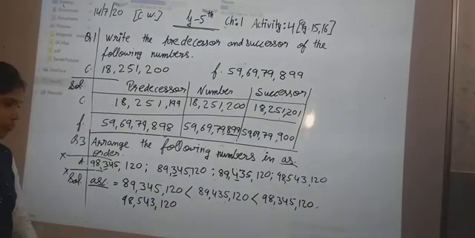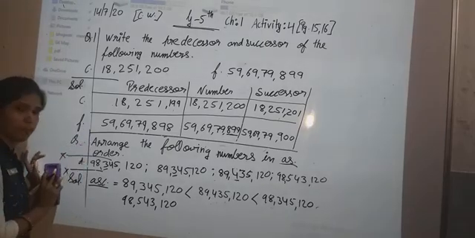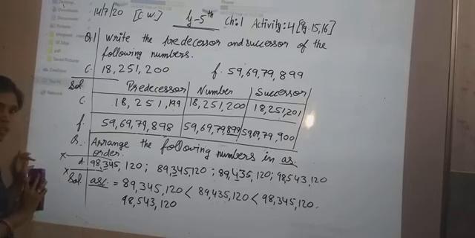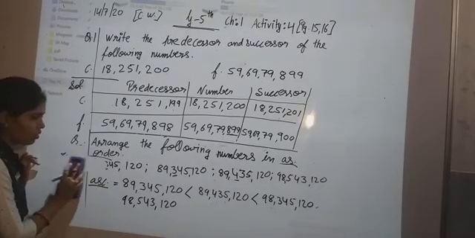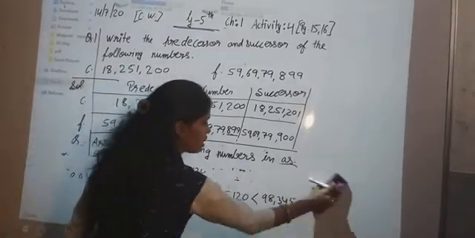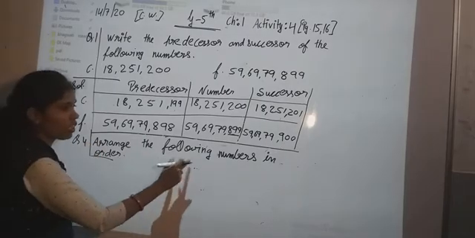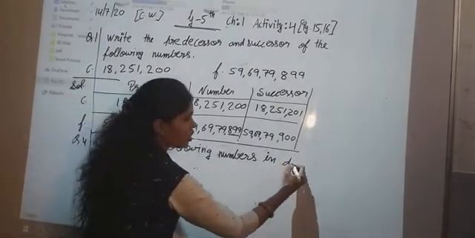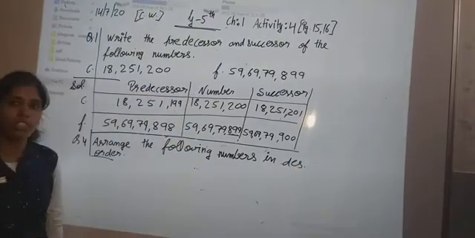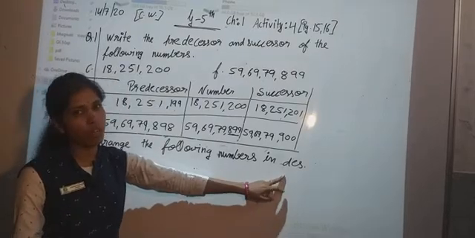Now question number 4. We write on the same page. Question number 4 we will write on the same page. Students, do it fast. Question 4 is arrange the following numbers in descending order. What is the meaning of descending order? In descending order we always write from the greatest to the smallest number.